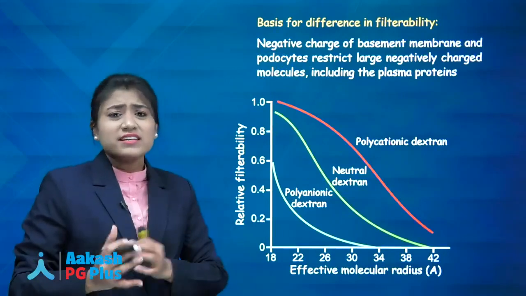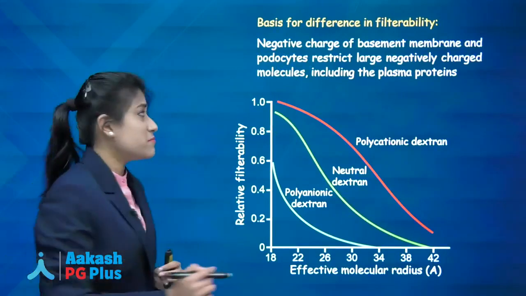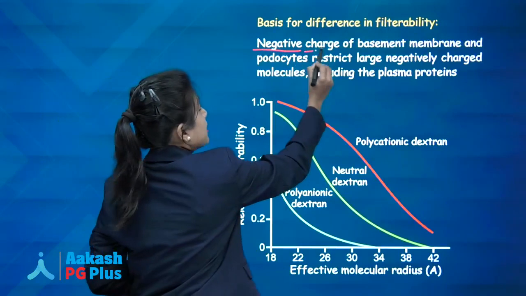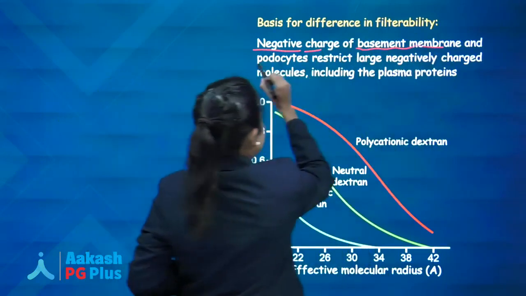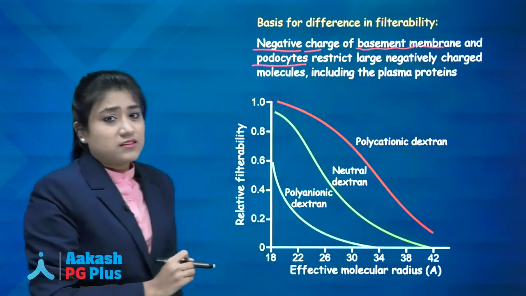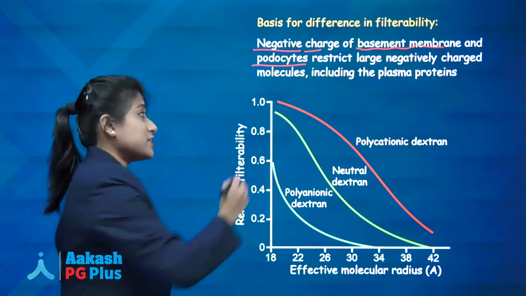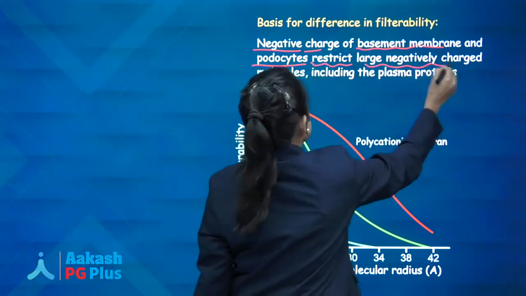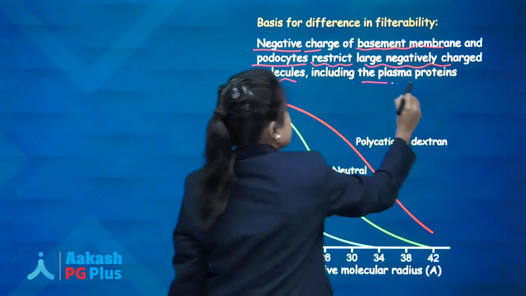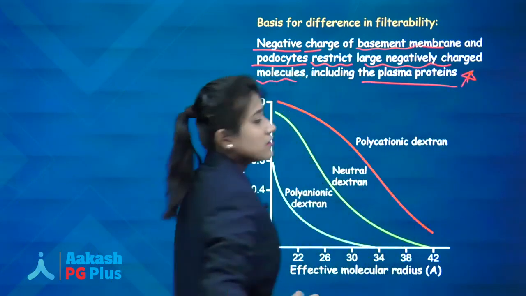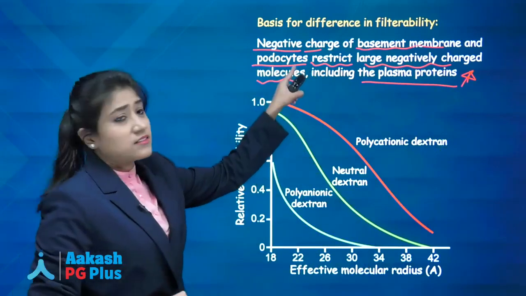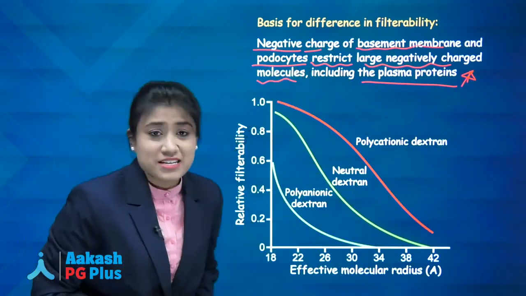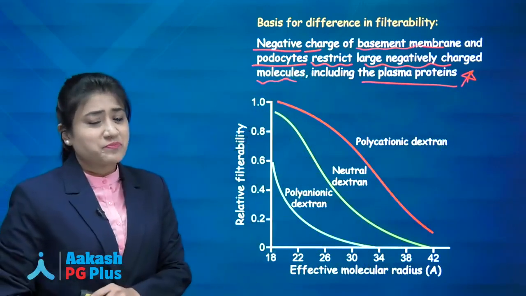So now, why is there a difference in permeability? Remember guys, the negatively charged basement membrane and podocytes have a negative charge which restricts the large negatively charged molecules including plasma proteins. Okay, this is the reason for difference in filtrability across the glomerular membrane.